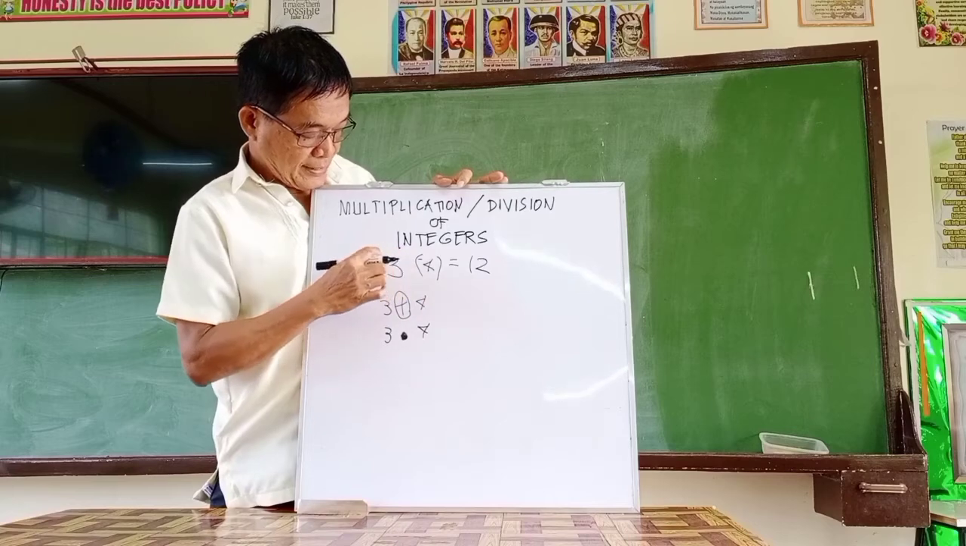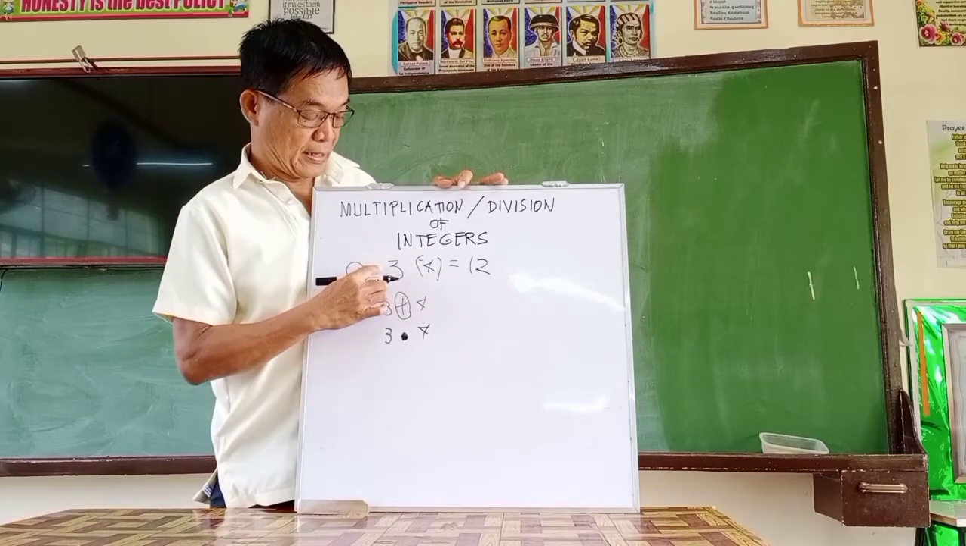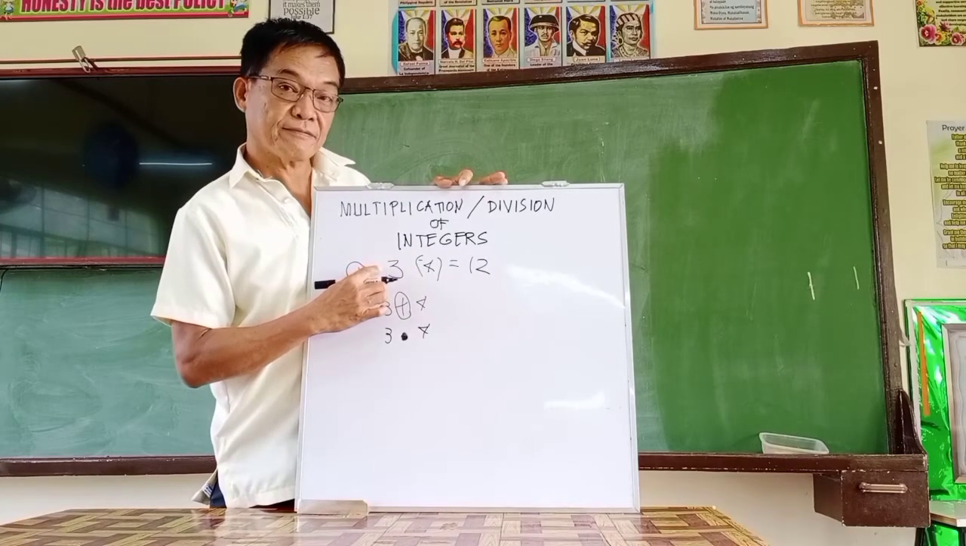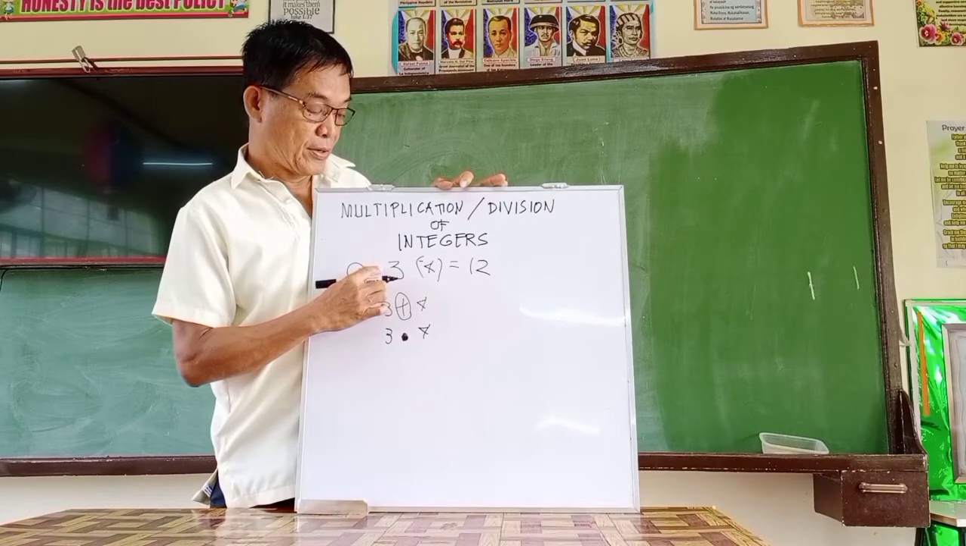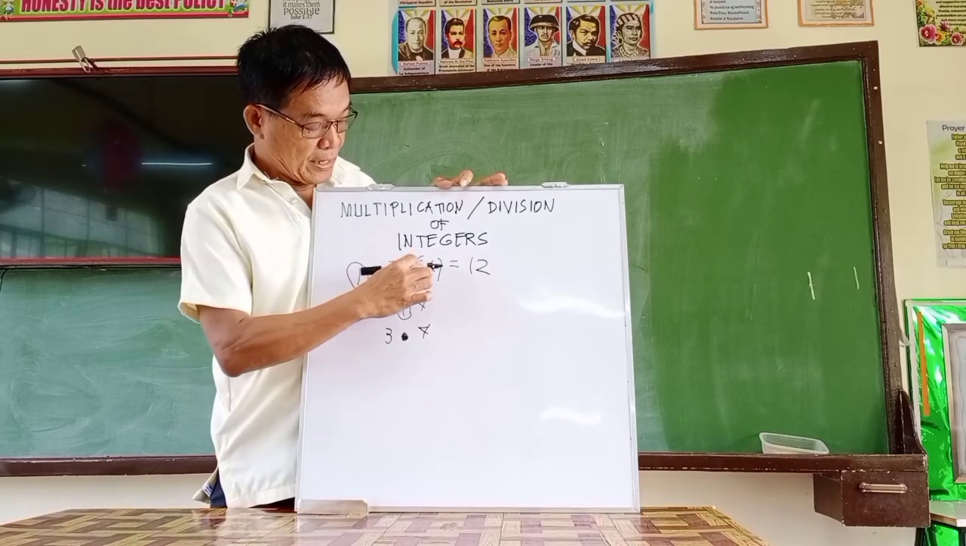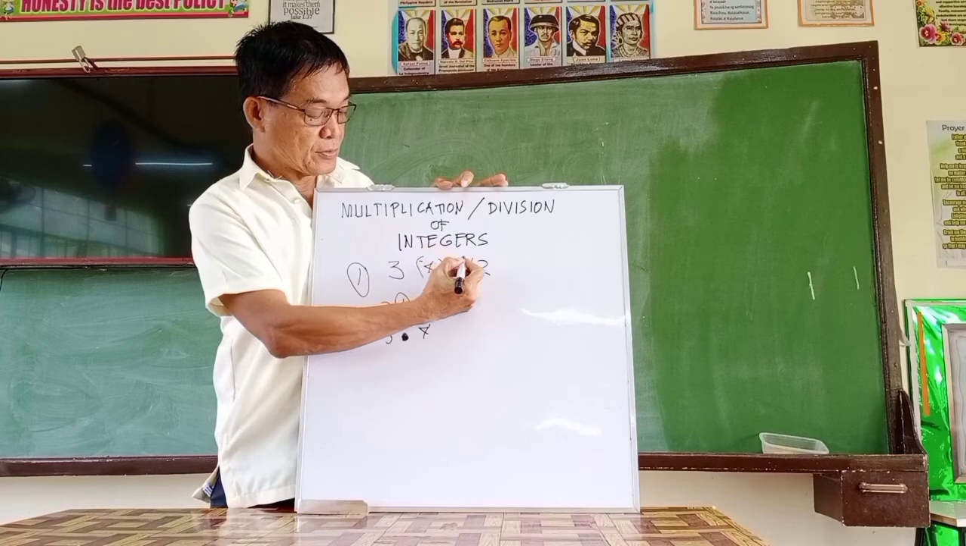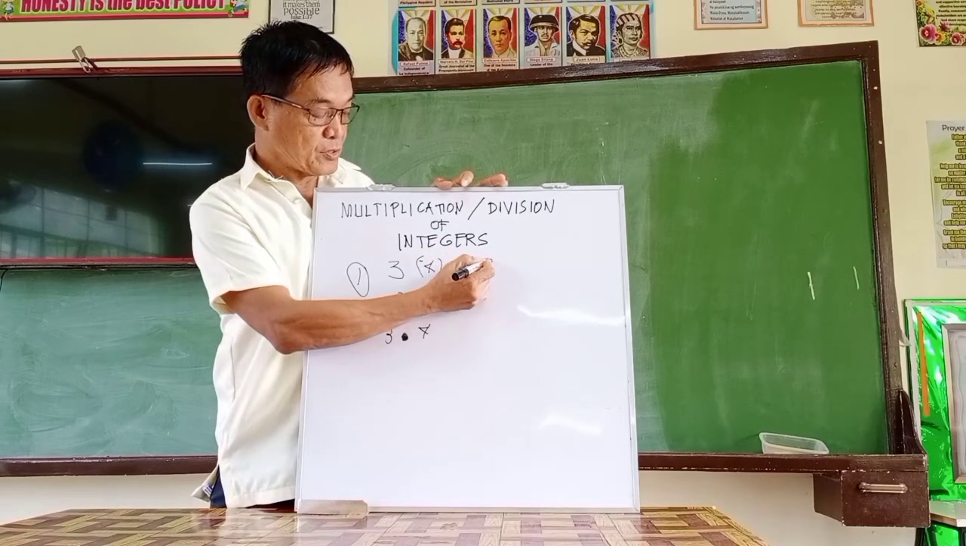Now, the 3 at the upper left has no sign. So, this one is negative. They are not the same, so the answer is negative 12.